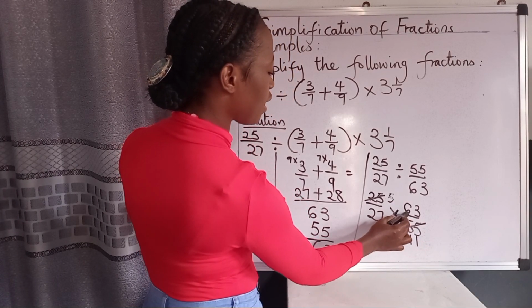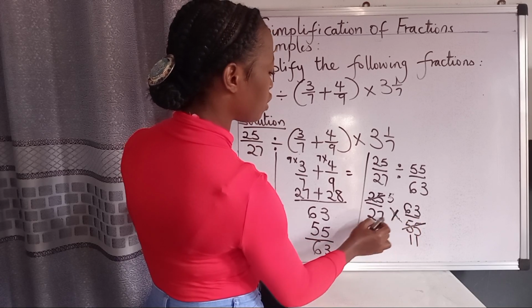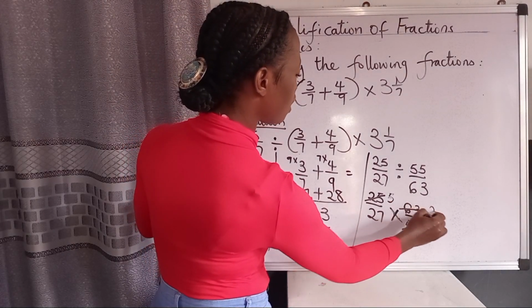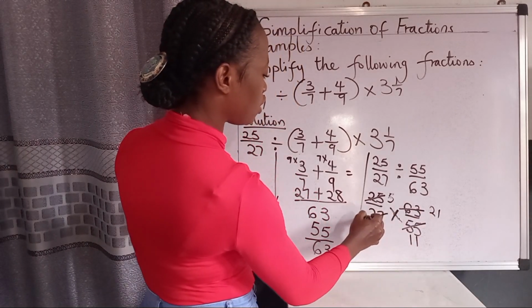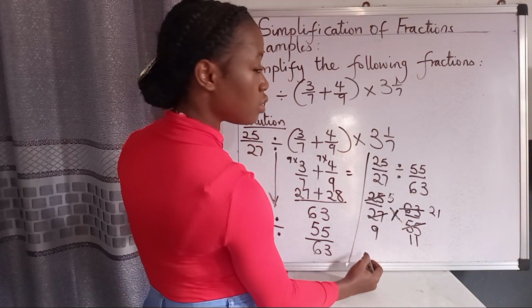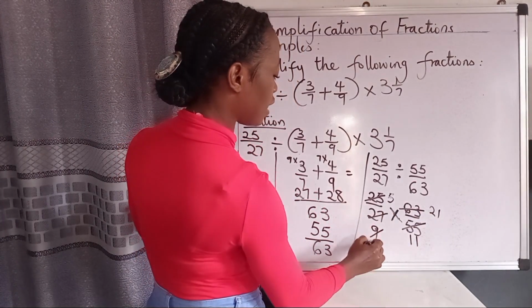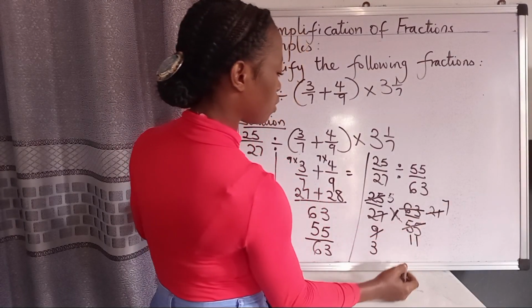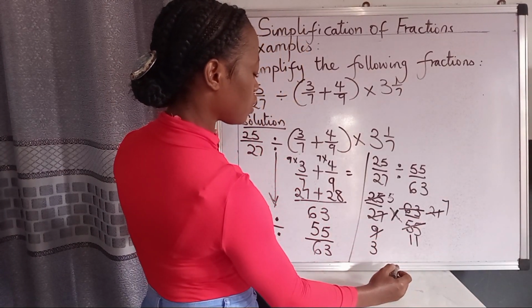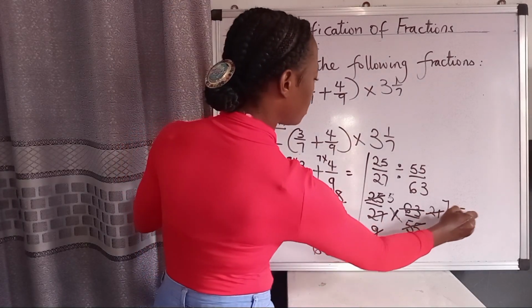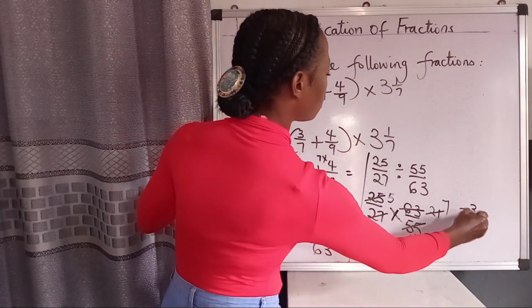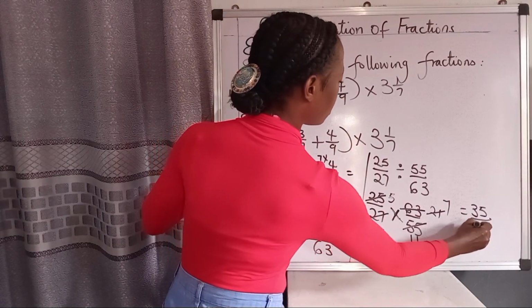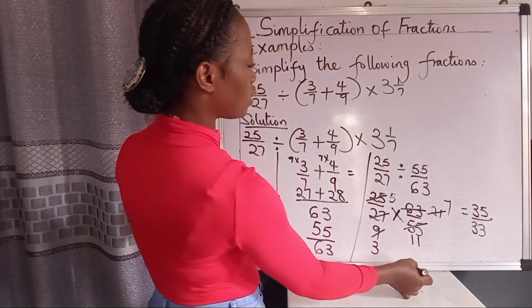Now, 3 can divide 63 and 27. 3 in 63 is 21, 3 here is 1. Now, 3 in 27 is 9. 3 can still divide. 3 in 9 is 3. 3 in 21 is 7. Okay. So now what I have is 5 times 7, 35 over 3 times 11, 33. So this is what I have.